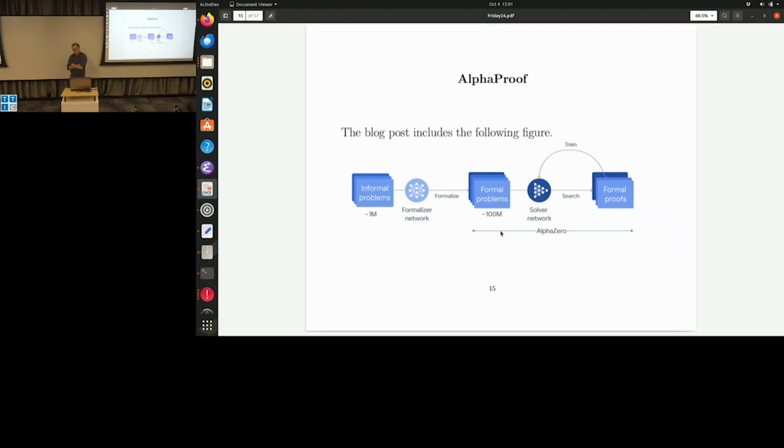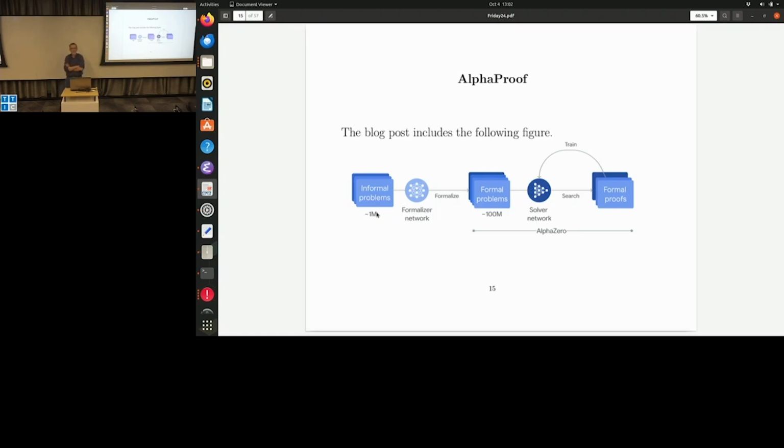Okay, this is an image from the blog post on AlphaProof. So let me try to explain; our knowledge of AlphaProof is basically this figure. We start with 1 million informal English-stated conjectures or theorems. How they got them, I don't know. They probably read a lot of math journals, and they get 1 million English, or whatever natural language, statements.